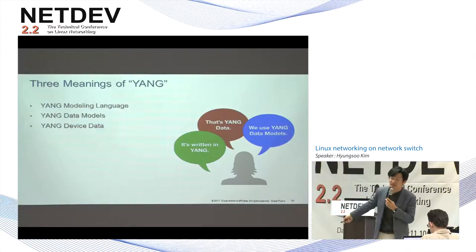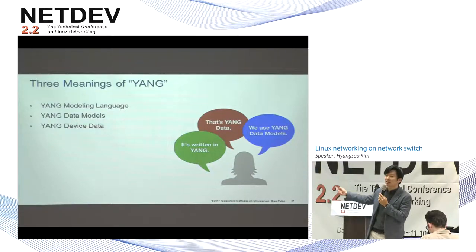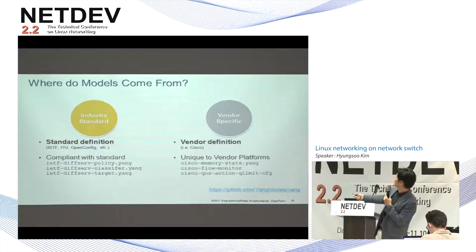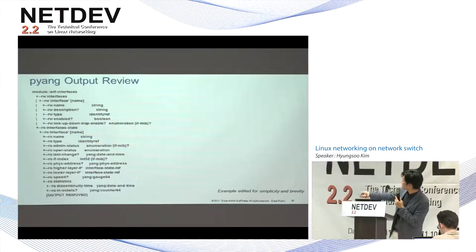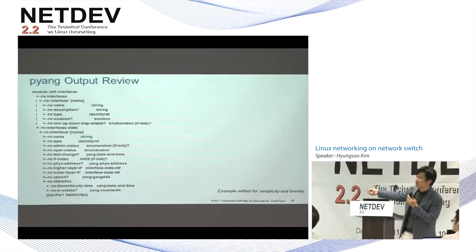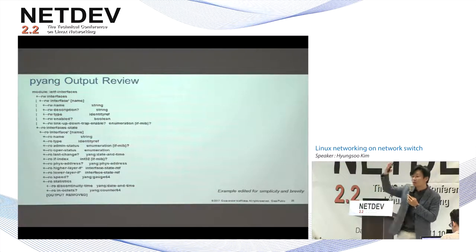And another meaning is in device data. It means a network device has a Yang model, and then the device gives the management software the network device data. It looks like this. This is a kind of Yang, one Yang to pyang, just to show the hierarchy.